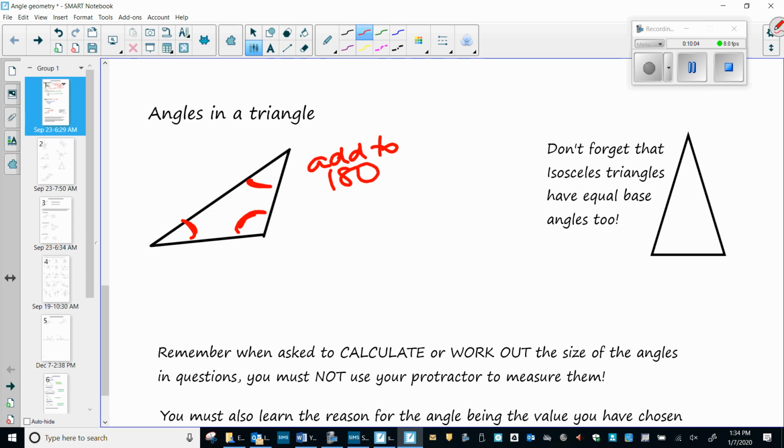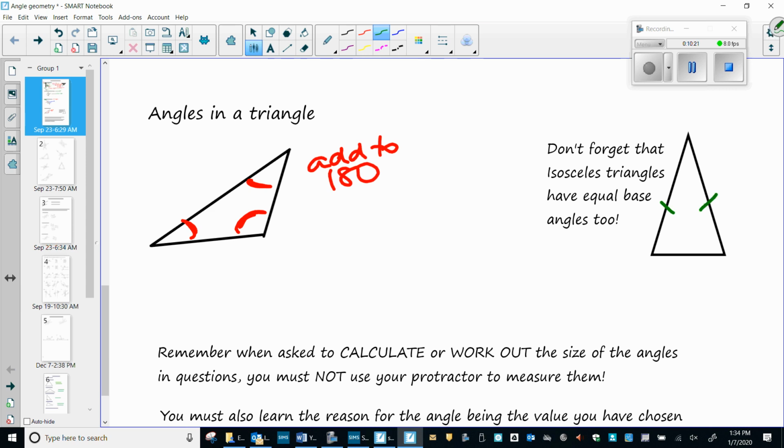Okay, isosceles triangles. What's an isosceles triangle? It has equal base angles too. Nice. But what makes something isosceles? That was where I was going with my question. Two of the sides are equal to each other.